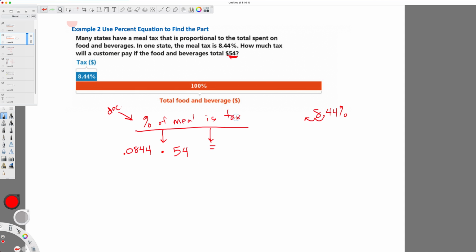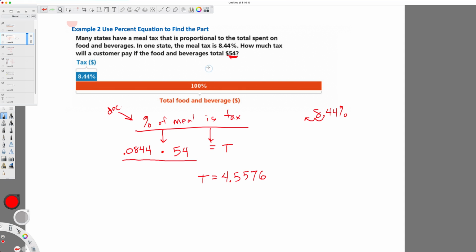Equals the tax. Well, it asks how much tax. I don't know what that tax is. I'm going to call it T for tax. And now, wonderfully enough, if your variable is already by itself over here, the only thing you have to do is do this multiplication. So I'm going to do 0.0844 times 54. And when I do that, I'm going to put my T on this side. I get a decimal number that goes past what I would probably want to have it at.